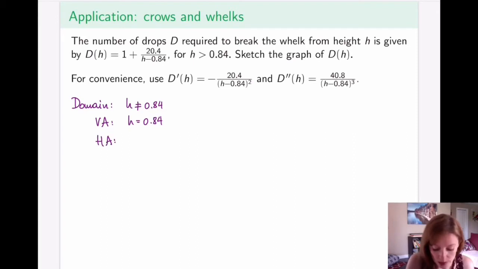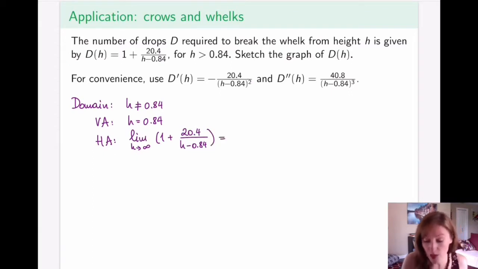What about horizontal asymptotes? For horizontal asymptotes, you're going to have to do a little bit more work, because we're going to have to compute the limit of our function as h goes to infinity. So the limit of 1 plus 20.4 all over h minus 0.84. Remembering how to compute limits, there's a couple of ways to compute this one. But essentially when h is going to infinity, this is a number 20 divided by infinity. So this whole portion is going to go to 0, which means the entire limit goes to 1. So I do have a horizontal asymptote and it occurs at 1.